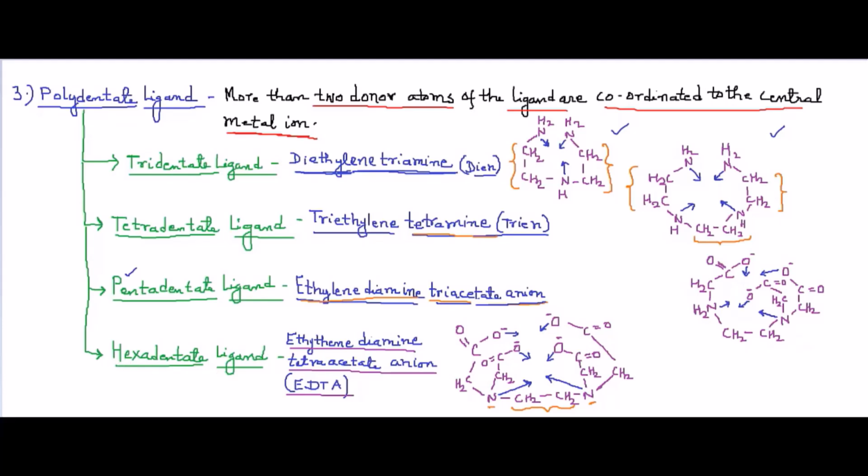Okay, so I hope all these examples of the unidentate, monodentate and polydentate ligands are quite clear to you. And then we will further this study of the types of ligands in our next section. So I hope this is clear, and I hope it helps.